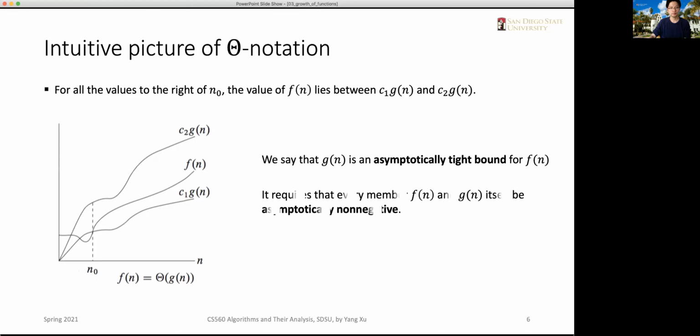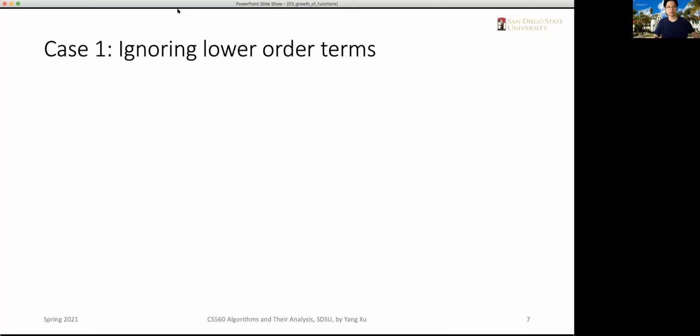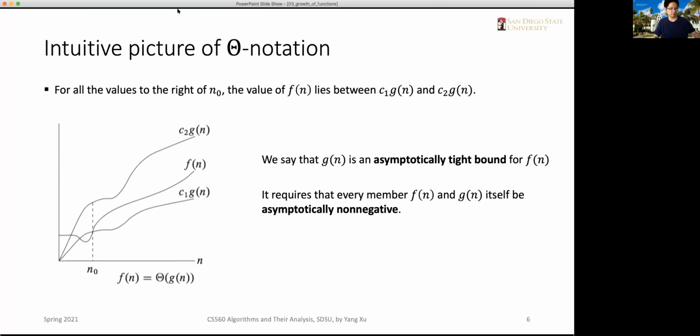So now let's see. A supplementary condition is that f of n and g of n themselves must be non-negative when n grows really big. If there are negative values, then the definition of big theta is not satisfied. So in the following several slides of concrete examples of big theta notations, I'm going to show how mathematically we can prove the big theta notations for concrete examples.